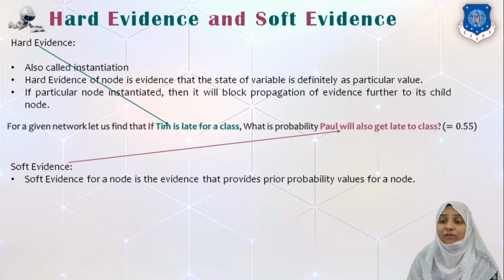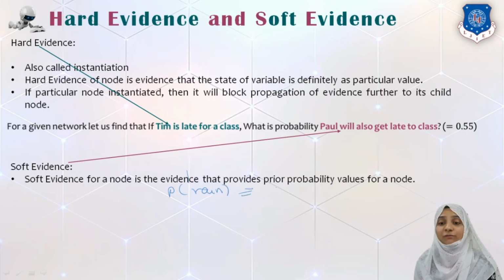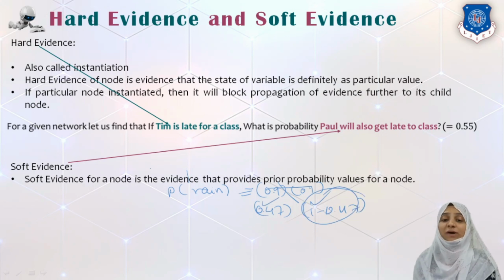So Paul will also get late to a class is not an example of soft evidence, but the calculation of this event is done using the probability of rain, and that probability of rain was not the actual probability. We have not used 0.9 and 0.1 actually. We have used 0.47 and 1 minus 0.47 in our calculation. So these revised probabilities are an example of soft evidence, and these soft evidences are always used to calculate or to answer our final question.